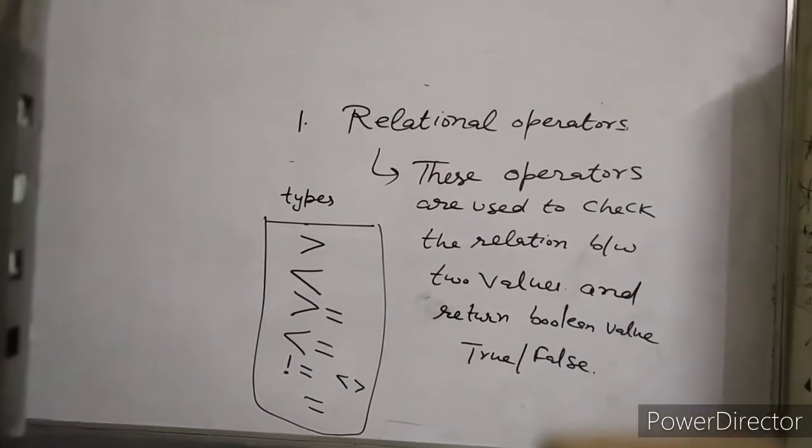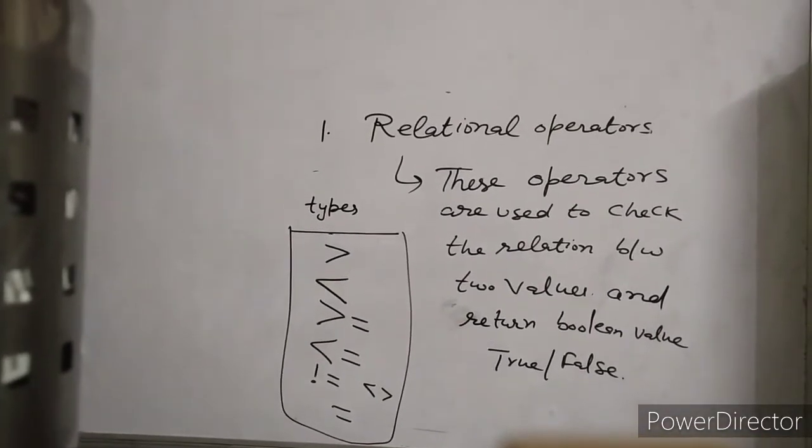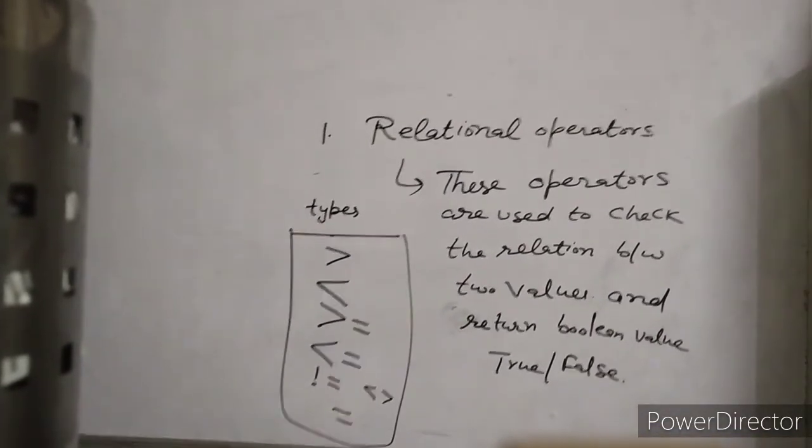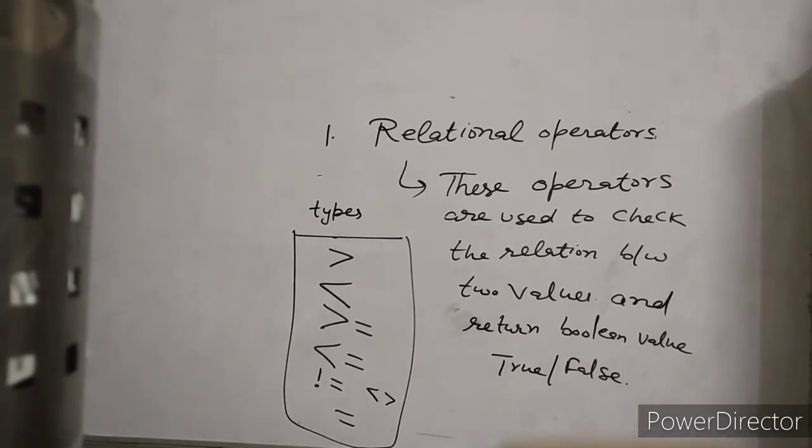Now I will discuss some examples of relational operator queries. Ma'am? Yes. Boolean means true or false. In computer language, we call true or false data Boolean.